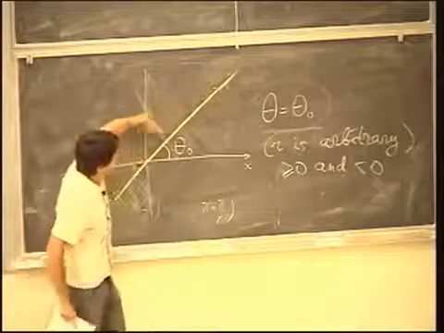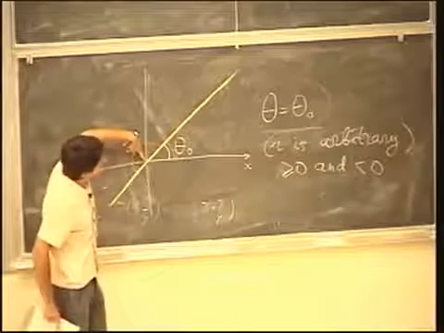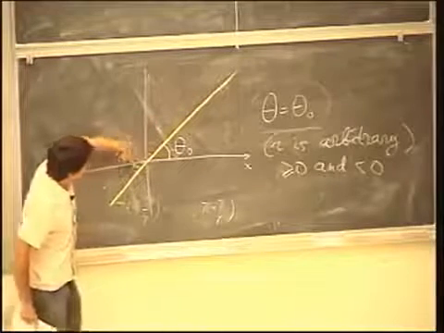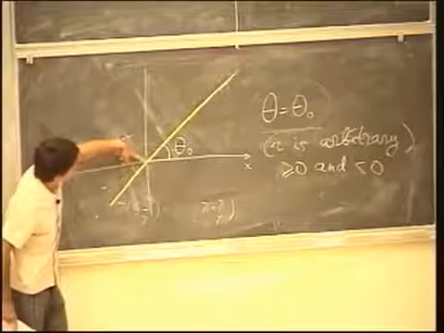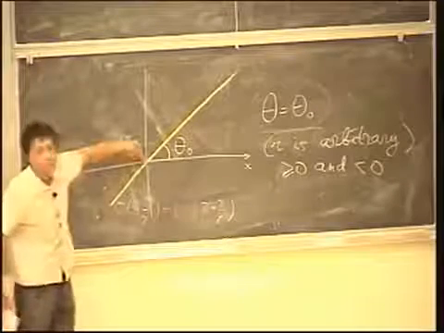And on this line, we actually see the part corresponding to r greater than 0, the part corresponding to r less than 0, and there is one point which corresponds to r equals 0.